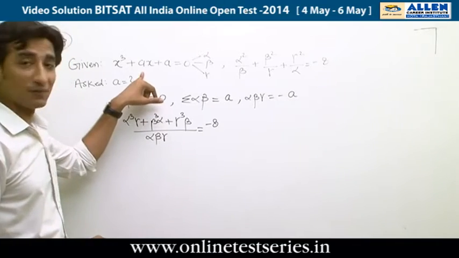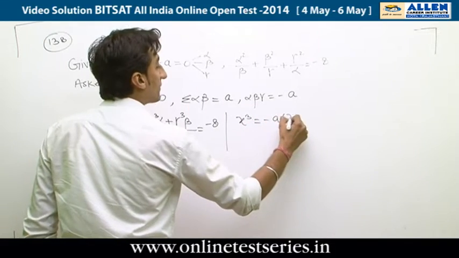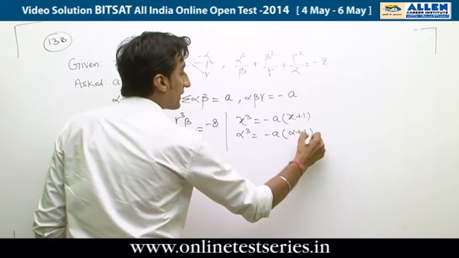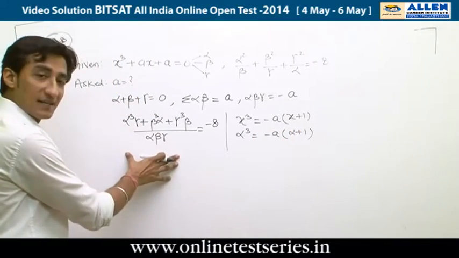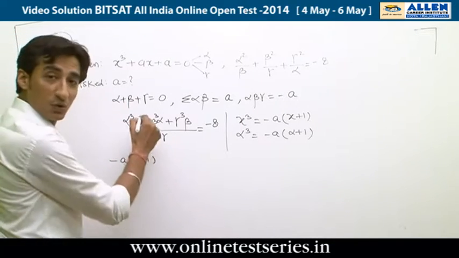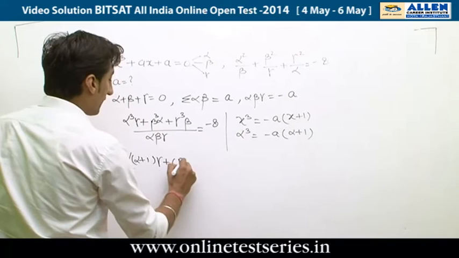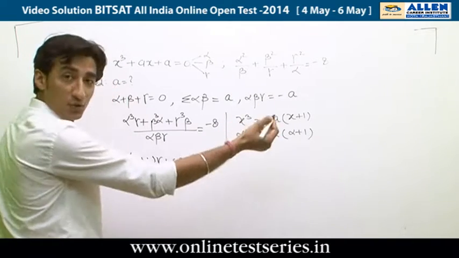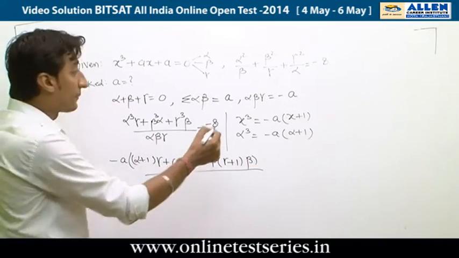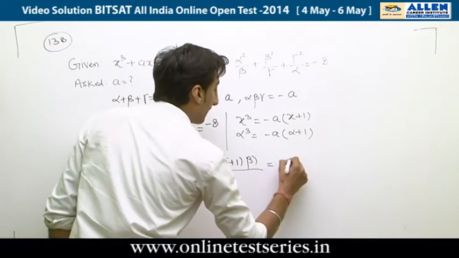Clearly, because alpha is a root of this equation, we can say that x cube is always equal to minus a times (x plus 1). Hence alpha cube can be written as minus a times (alpha plus 1). In a similar manner, we can write this as minus a times (alpha plus 1) into gamma, plus minus a times (beta plus 1) into alpha, plus minus a times (gamma plus 1) into beta, over alpha beta gamma, which is nothing but minus a, which gets cancelled out, and is given to be minus 8.